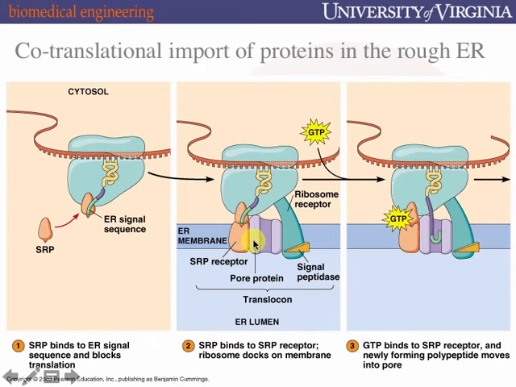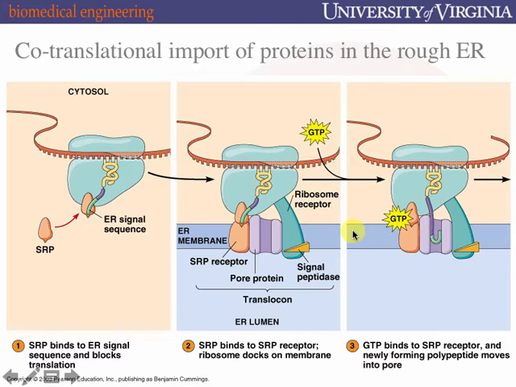And there's a particular assembly of proteins, I'll show this in more structural detail in a slide or two, called a pore protein, which is what enables the translated protein to go from the cytoplasm to the lumen of the ER. And there'll be more details on that in a moment.